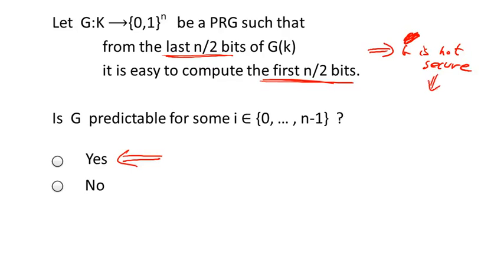But if G is not secure, by Yao's theorem, that means that G is predictable. In other words, there exists some i for which, given the first i bits of the output, you can predict the i plus first bit of the output. So even though I can't point you to a predictor, we know that a predictor must exist. That's one cute, simple application of Yao's theorem.